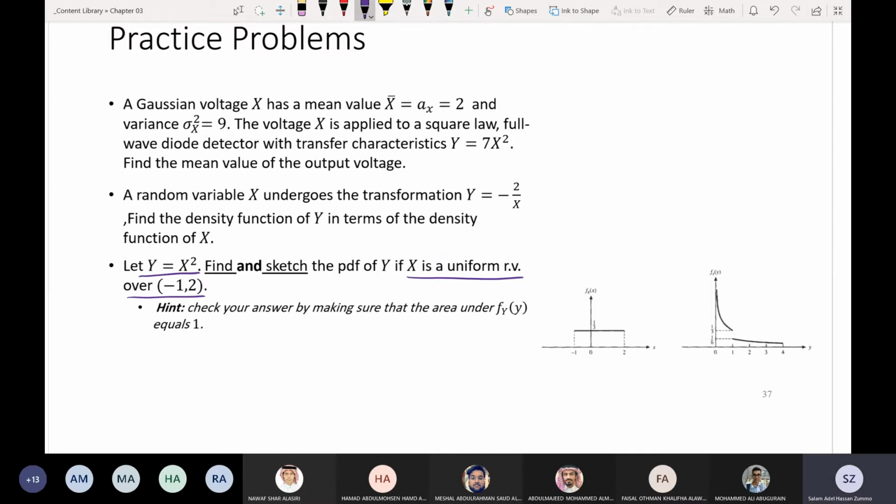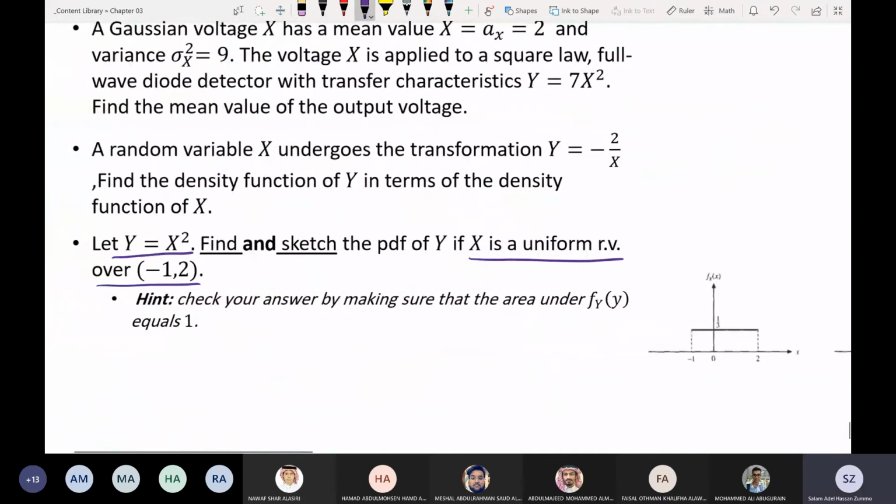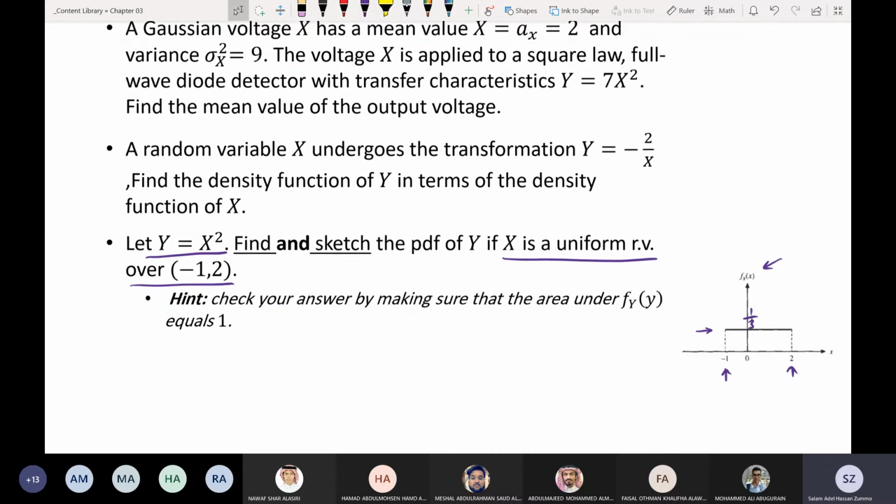So the PDF of x looks like this. It's uniform between -1 and 2. If it is uniform between -1 and 2, what is the amplitude here? 1 over 3, 1 over the difference, so that the area equals 1. Okay, and I have y equal x squared.